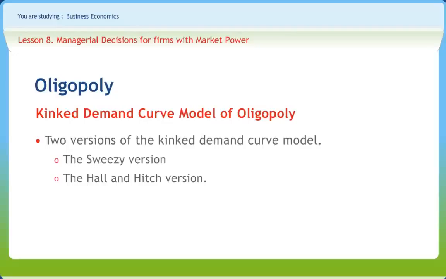In contrast, the Hall and Hitch version rejects the marginalist approach of profit maximization. It argues that under oligopoly, firms aim at fair profit and follow the full cost principle in determining price.